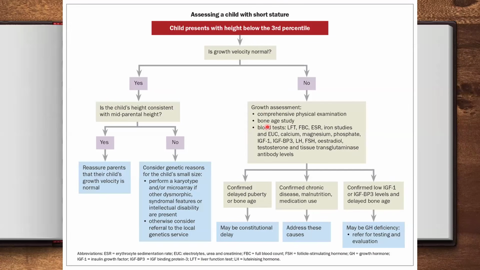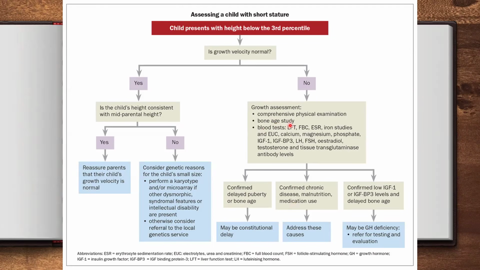First investigation to do is the bone age study, which is the bone scan to see whether the bone age on the x-rays is according to the age of the patient. Then we do blood tests to see whether patient is having deficiencies that are causing problems. For example, liver function test, full blood count, ESR, iron studies, electrolytes, urea, creatinine, calcium, magnesium, phosphate. And then we do the growth hormones like growth factor 1, growth factor BP3, luteinizing hormone, FSH, estrogen, testosterone. And then you do celiac disease investigation to see whether the growth deficiency is caused by that.